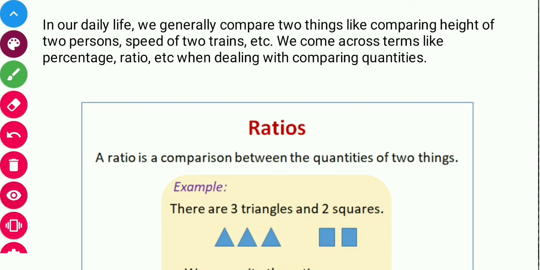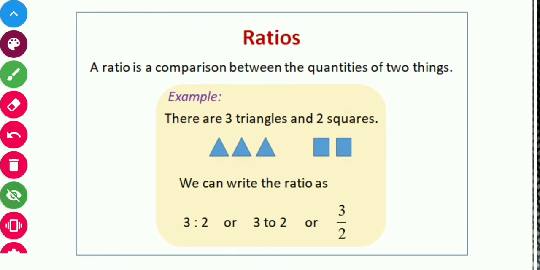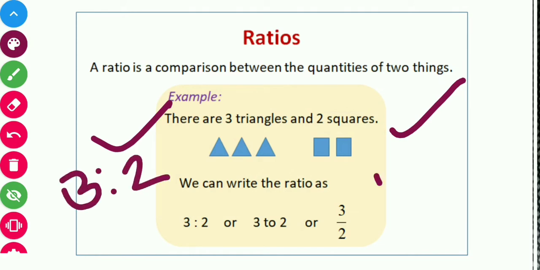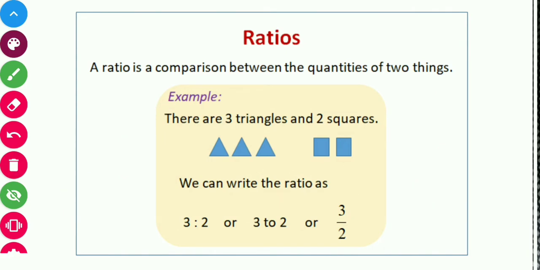So here if you want to see it in an example form, a ratio is a comparison between the quantities of two things. Like here there are 3 triangles given and 2 squares given. So you can write the ratio as 3 is to 2. What is 3 is to 2? Triangle is to square. Always remember, if you change the order in the ratio, it becomes completely different. Like 3 is to 2 is not the same as 2 is to 3. They are different.